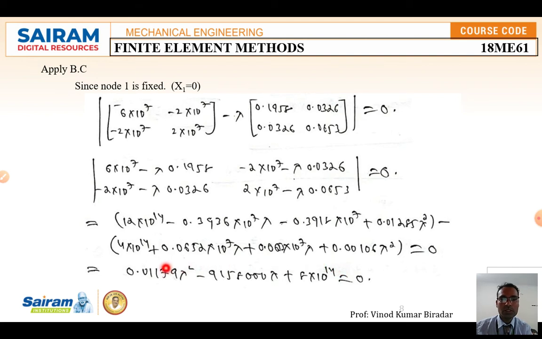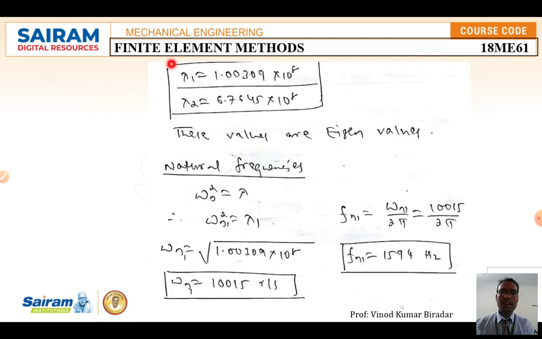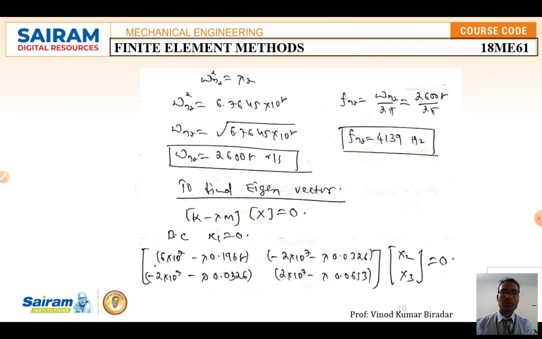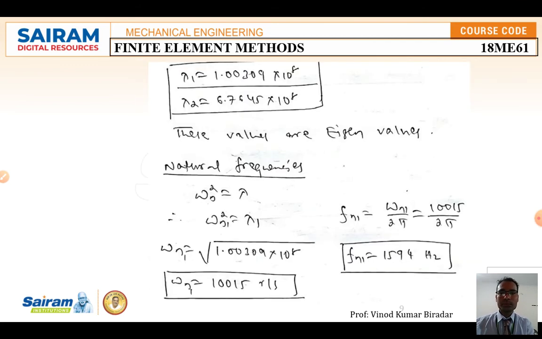Okay, so this is of the form a lambda square plus b lambda plus c equal to 0. Now if we solve with the help of a calculator, you are going to get the lambda 1 and lambda 2 values. Lambda 1 value is equal to 1.00300 into 10 to the power of 8, and then lambda 2. These are called eigen values. I hope you understand how to calculate the eigen value.